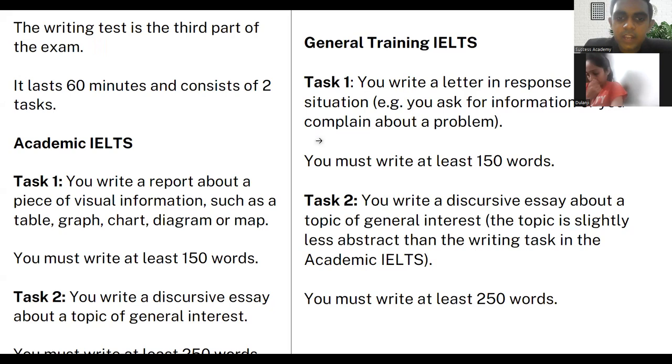Keep in mind, though, it's not just 150. You need to write at least 175 to 200 in order to get the best possible mark, right? Writing 150 is just to pass, just to get maybe a band 5.5. But in order to go for a band 6, band 6.5, 7, you definitely need to write about 175 words.